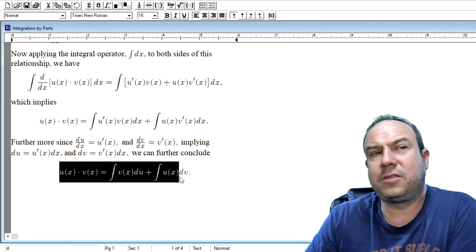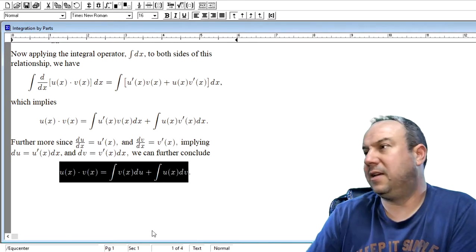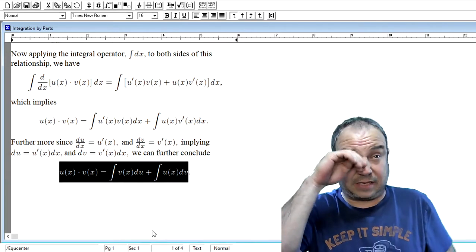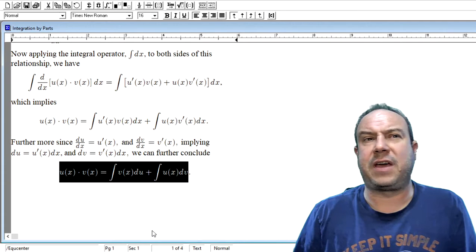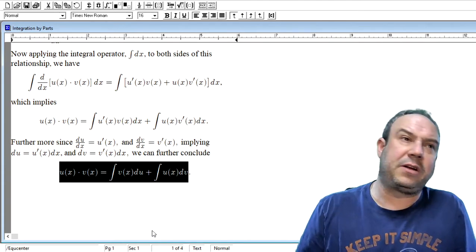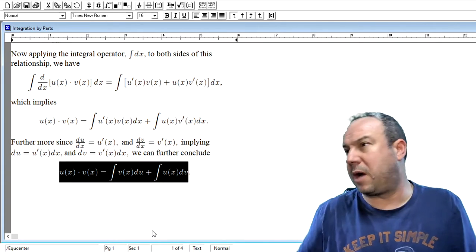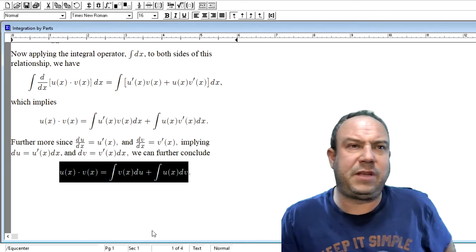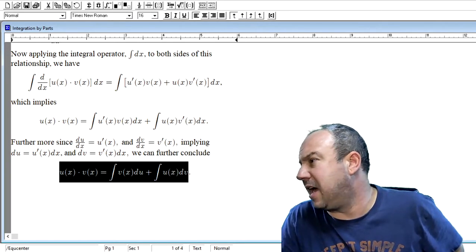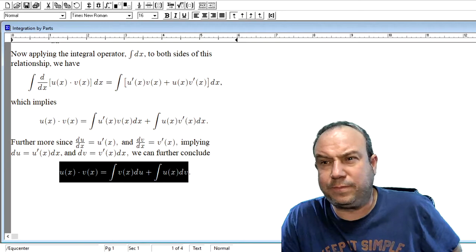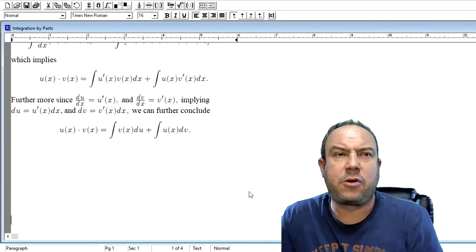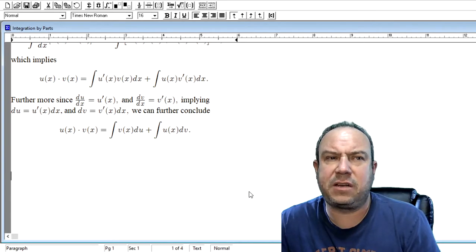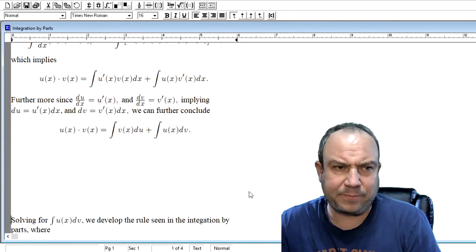So the integral statement I see above, u of x times v of x, must be equal to the integral of v of x du plus the integral of u of x dv, where we understand both that du is u prime of x dx and dv is equal to v prime of x dx in value. Now what we are again doing here, folks, is just going through where the development of the integration by parts technique comes from.